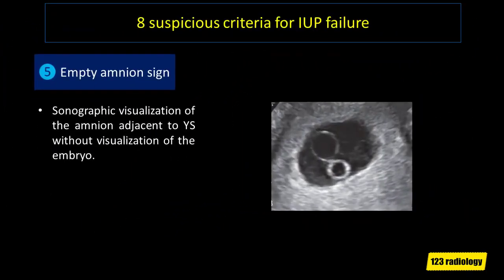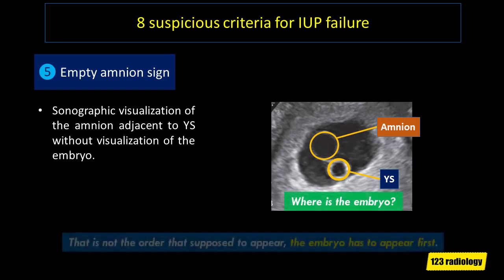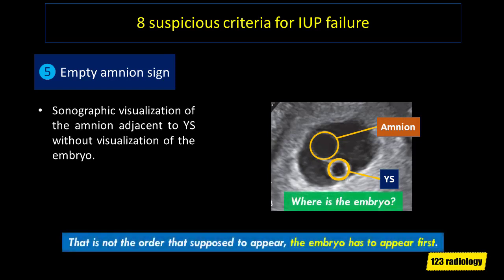The fifth suspicious criteria is empty amnion sign. It is sonographic visualization of the amnion adjacent to the yolk sac, with no visible embryo. As you can see on this image, here there is the yolk sac. Here is the amnion, but where is the embryo? That is not the order that's supposed to appear, the embryo has to appear first. This is suspicious for pregnancy failure, and follow-up ultrasound study is recommended.